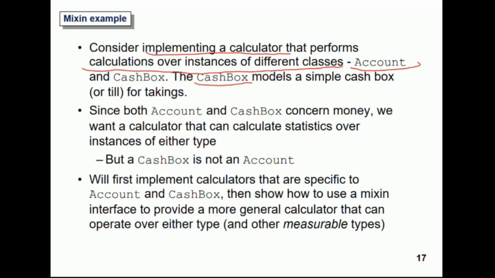So in a supermarket, for example, there's a number of tills, and you want to perform calculations: which till has got the most money, which till has got the least money, what's the running total of all the tills, how much money has the supermarket made today. Both account and cash box concern money. We want to create a calculator that calculates statistics over instances of either of those types.